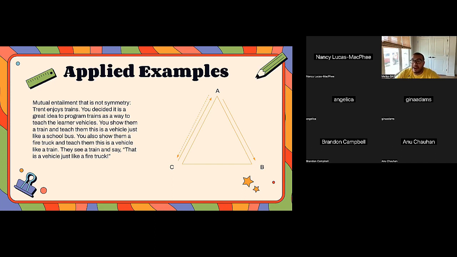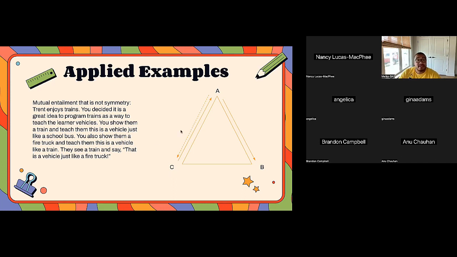You also show them a fire truck. So now I'm jumping over to C, right? You show them a fire truck and teach them that this is a vehicle like a train. So we have C to A taught. That's why my line here, C to A is taught, because it says teach them. They see a train, which is A, and say that is a vehicle just like a fire truck. So we were able to derive that a train and a fire truck are the same. We were taught one direction, we derived the reverse.